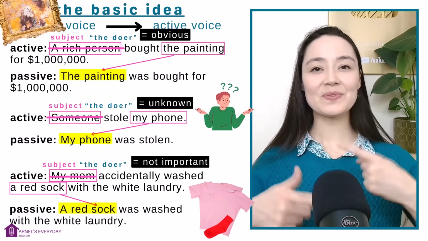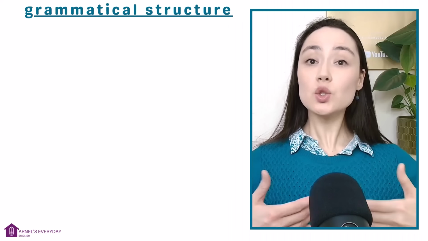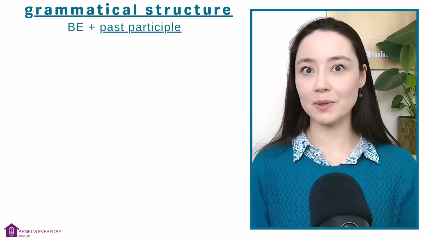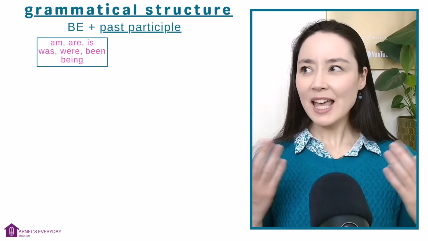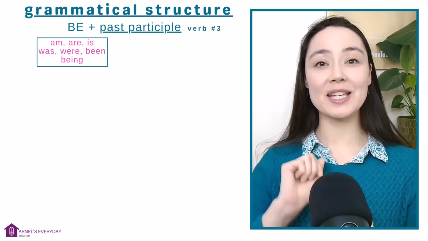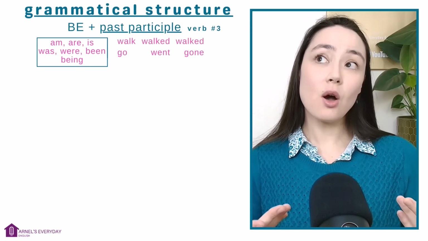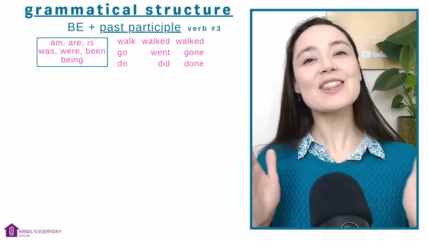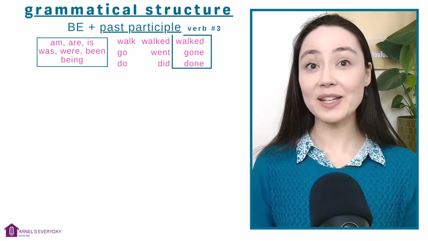Let's keep going. Grammatical structure. To form the passive voice, we need be plus past participle. Remember your be forms? And what's the past participle? Verb number 3. Walk, walked, walked. Go, went, gone. Do, did, done. The past participle is always verb number 3.